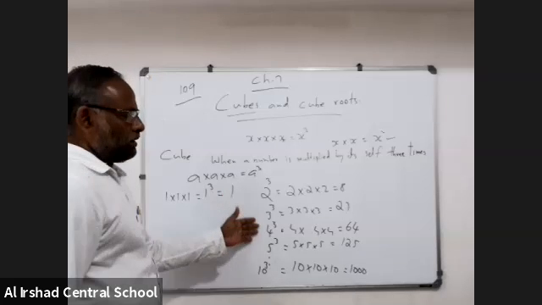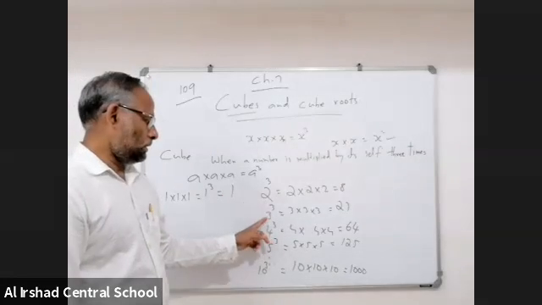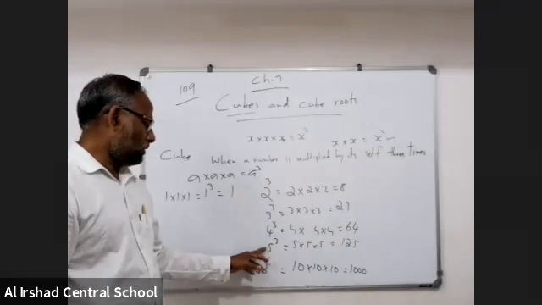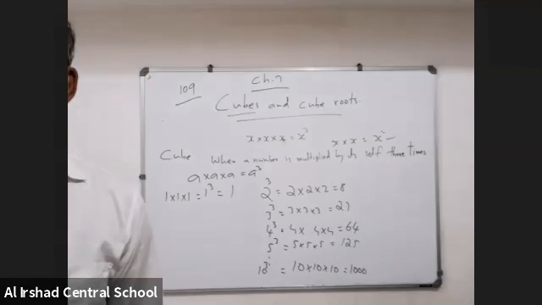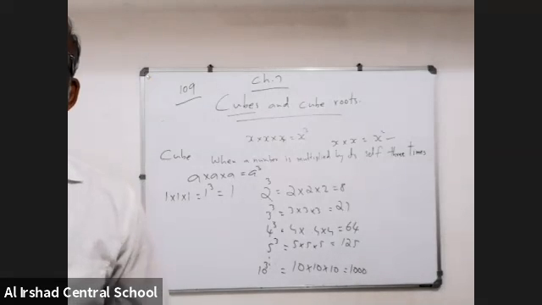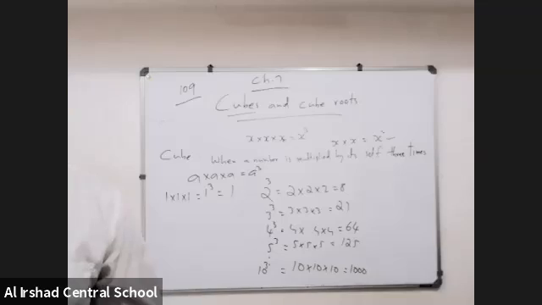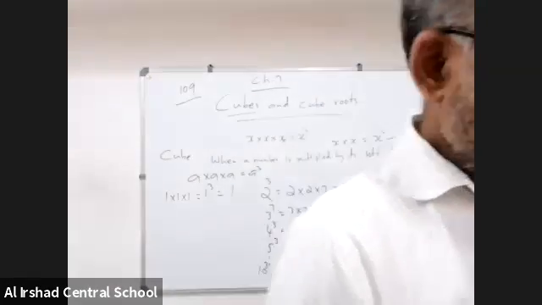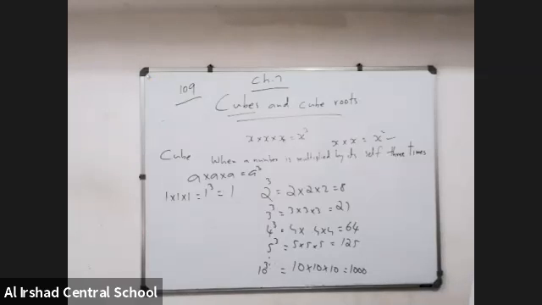Now listen. 2 cube, 3 cube, 4 cube, 5 cube, 10 cube. Cube, whatever the number, multiply by itself. That is the cube. What is the cube of 9? Find the cube of 9. All of you find the cube of 9.